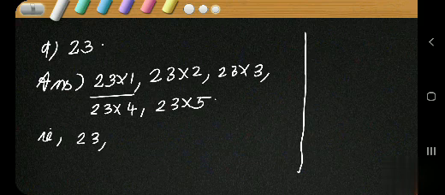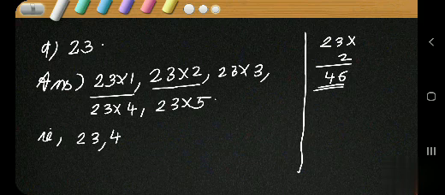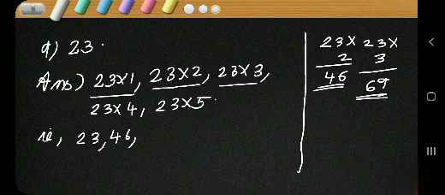So, let's find out the second multiple 23 into 2 in the working column. 2 3s are 6. 2 2s are 4. So, what is the second multiple of 23? Yes, 46. Now, we have to find out the third multiple of 23. What is it? Yes, 23 into 3. 3 3s are 9. 2 3s are 6. So, which is the third multiple of 23? 69, isn't it?